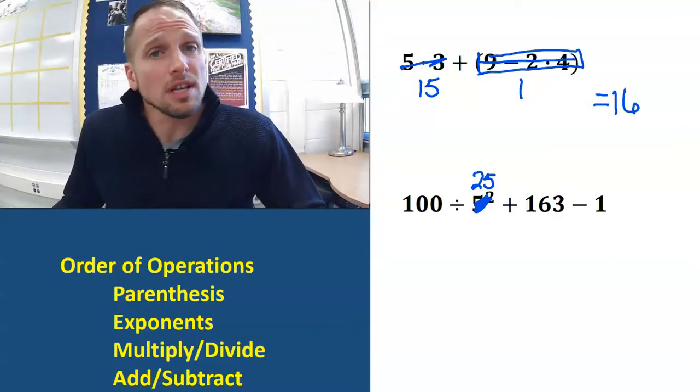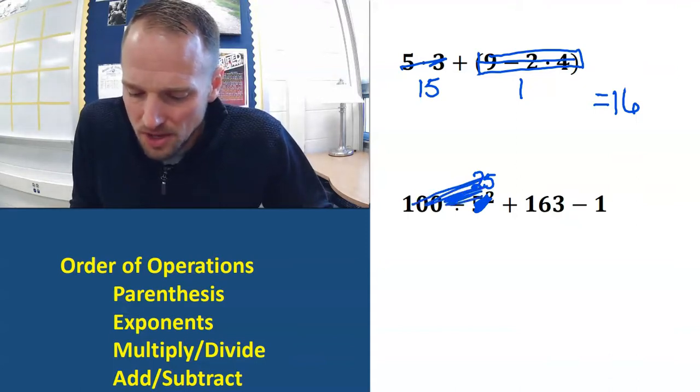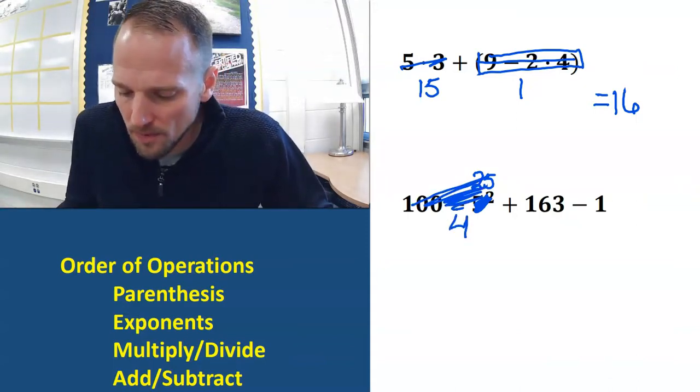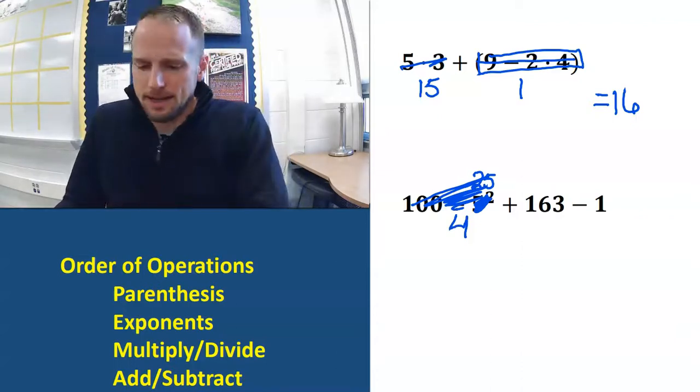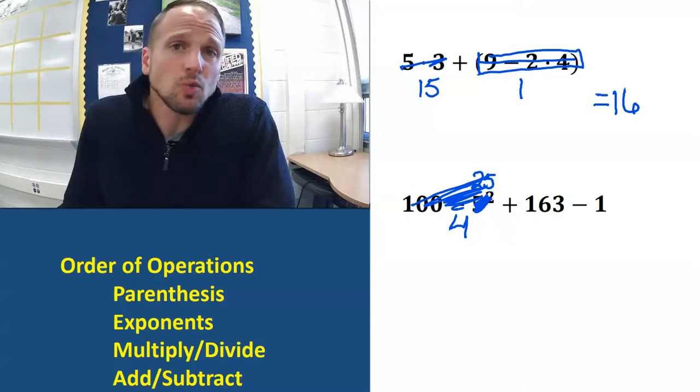Yes, there is. Work it left to right. So 100 divided by 25 is going to be 4. Is there any more left to right? Nope, no more multiply, divide. Next step, add, subtract. Yes, there is. Work it left to right.